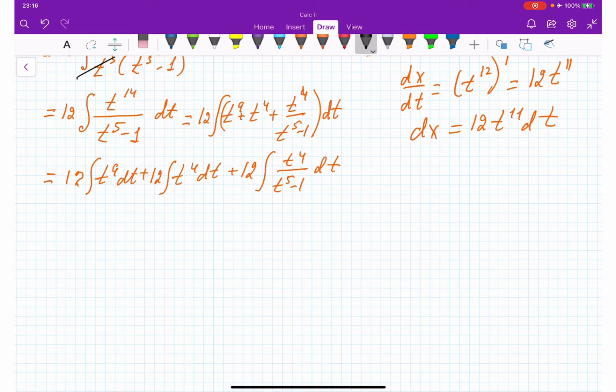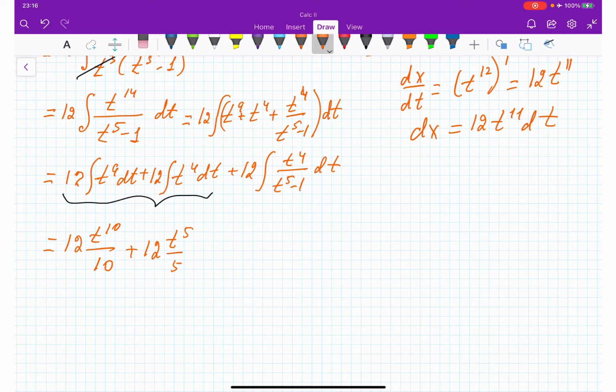Now this piece I can already integrate, right? Based on the tabular formula, okay, let me write down what it's going to be. It's going to be 12 t to 9, it's going to be t to 10 over 10, right? Plus 12 t to 5 over 5.